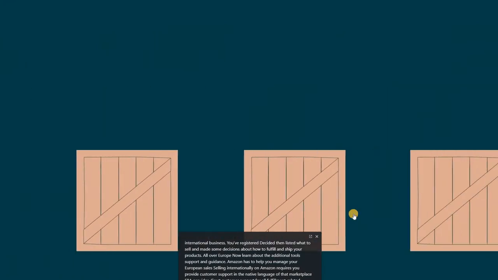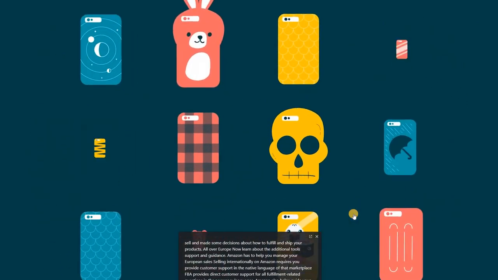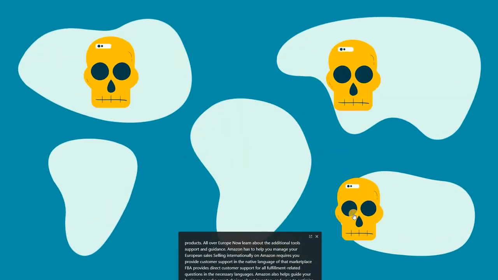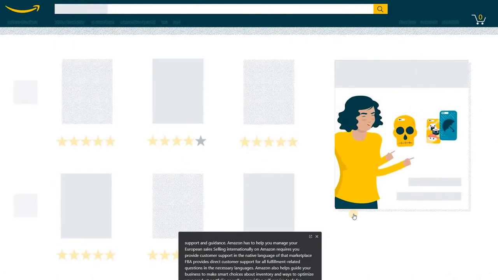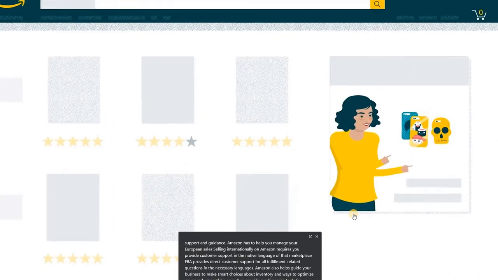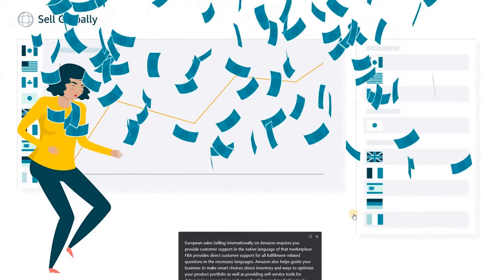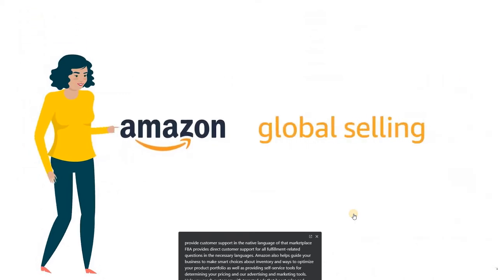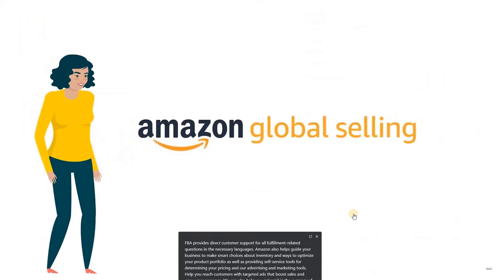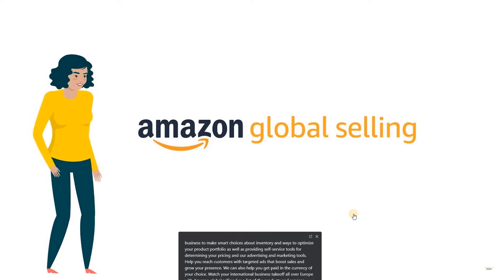Amazon also helps guide your business to make smart choices about inventory and ways to optimize your product portfolio, as well as providing self-service tools for determining your pricing. And our advertising and marketing tools help you reach customers with targeted ads that boost sales and grow your presence. We can also help you get paid in the currency of your choice. Watch your international business take off all over Europe with Amazon Global Selling. For a list of the products and services available through Amazon Global Selling, click the link below.